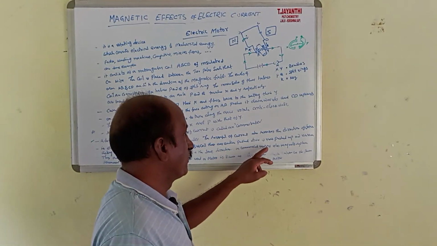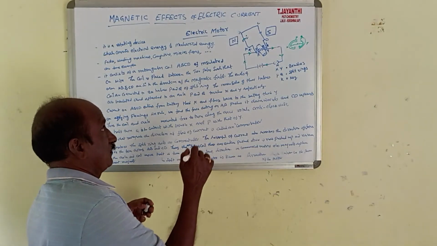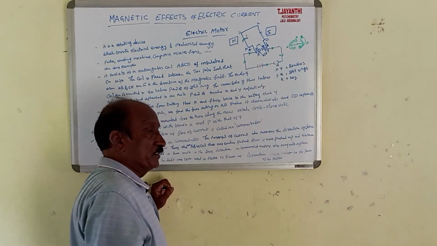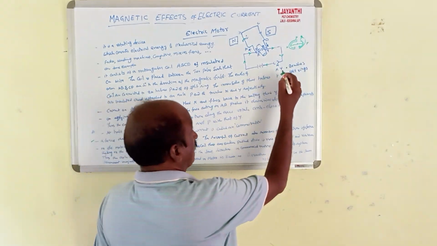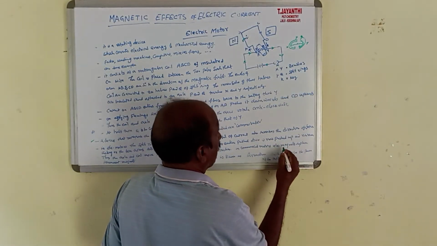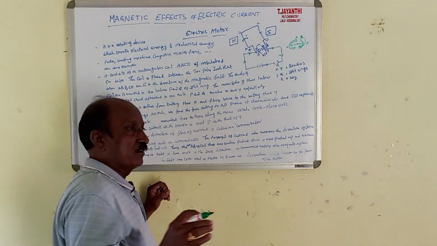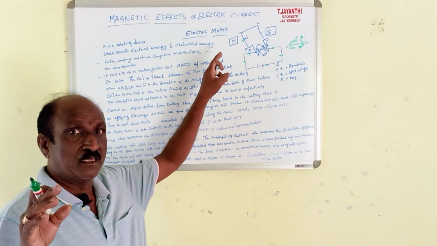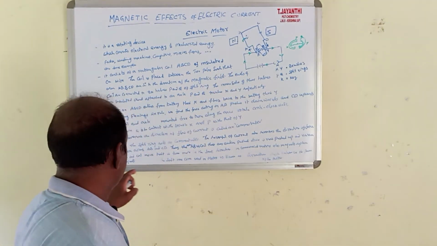This is only a schematic diagram. If we consider commercial electric motors, they are using electromagnets instead of these permanent magnets. Permanent magnets do not serve the purpose there. That is why they replace the permanent magnets with electromagnets.